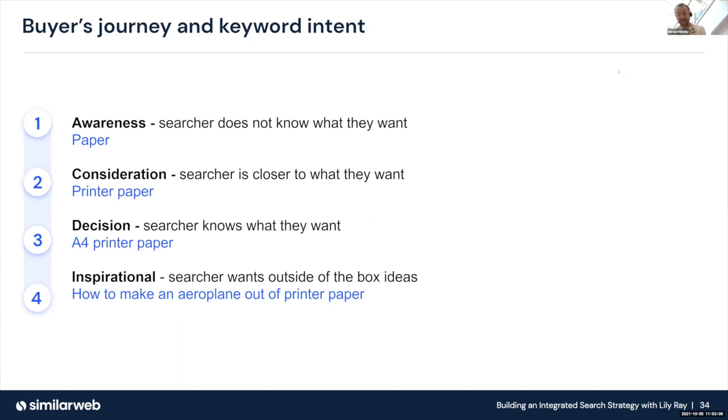They have a need. They want something to meet that need, and therefore they're more likely to interact with you as a brand. And inspirational could be something completely outside the box. So when you're looking at printer paper, it could be how to make an airplane out of printer paper. So it's actually not the traditional or primary use of that product. It's doing a different spin on it, in which case that could be really useful, for example, for YouTube.